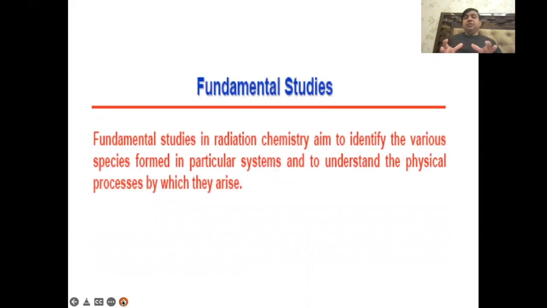So what are the fundamental studies based in radiation chemistry? What sort of things are we seeking in radiation chemistry? Fundamentally, we conduct studies in radiation chemistry with the aim to identify the various species formed in a particular system and to understand the physical processes by which they arise. So that is the main objective of conducting any radiation chemistry.